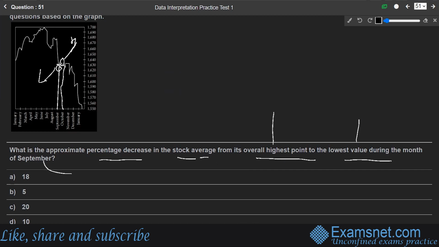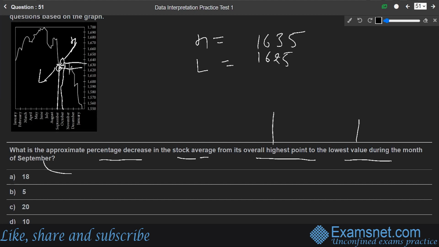If you tally the graph and find out the data, we can easily find that the highest point is somewhere in the month of September only. We have to calculate the approximate percentage decrease in the stock average from its overall highest point to the lowest value during the month of September. If you look at it carefully, the highest point for the month of September to October goes to 1630, or we can take it as 1635 also, and the lowest value registered here, if you match with the option, is somewhere close to 1625.